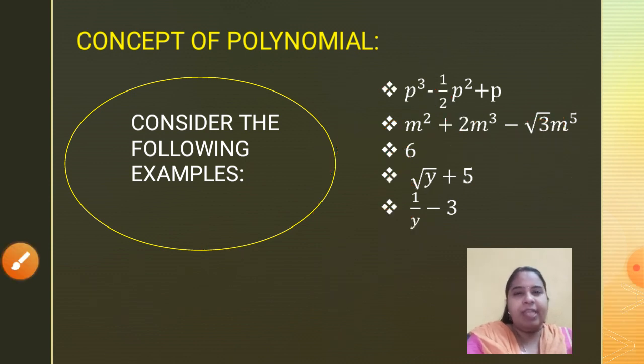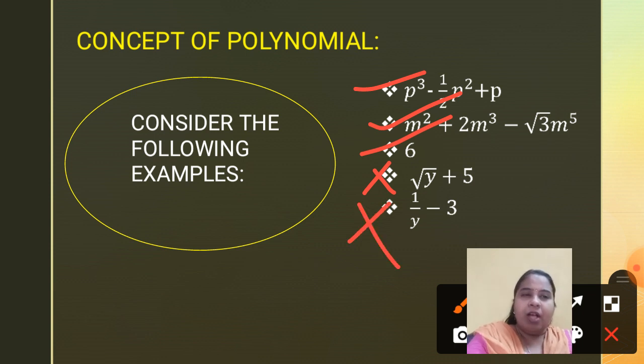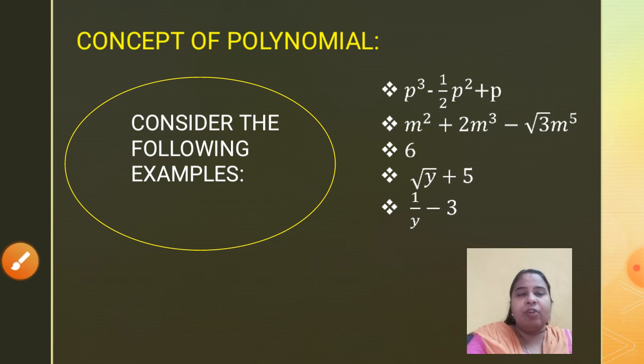Yes, to summarize, out of this, which ones are polynomials? First one, second one, third one. Why? Because the degrees were whole numbers. Fourth one, the degree is 1 upon 2, a fraction, so not a polynomial. Fifth one, the degree is again a negative number. It can be written as y raised to minus 1, so it is not a polynomial. I hope you understood the concept of polynomial.